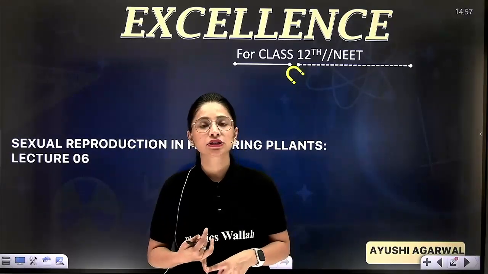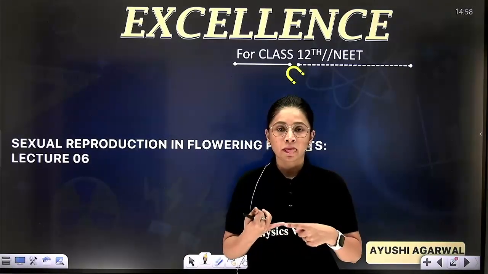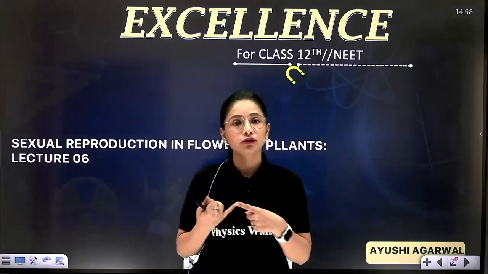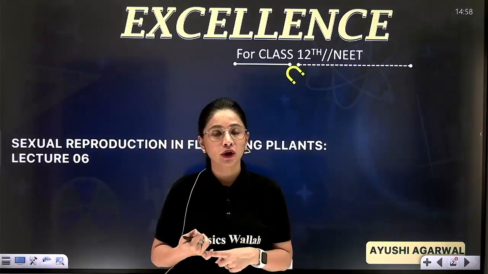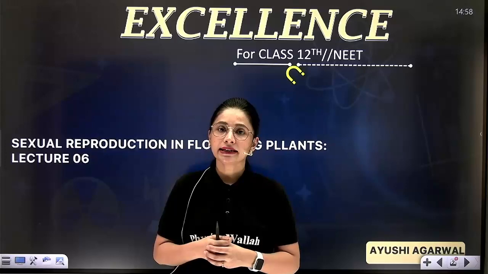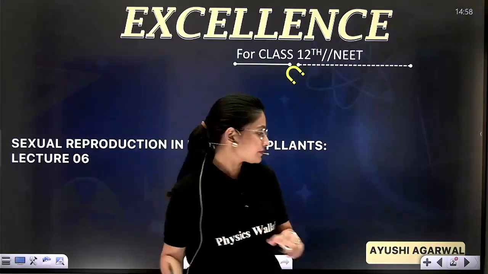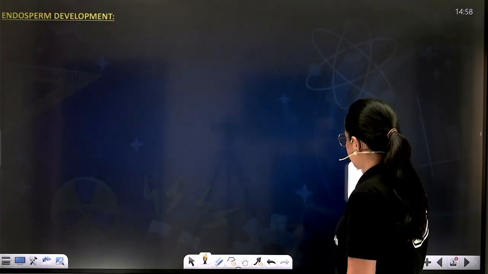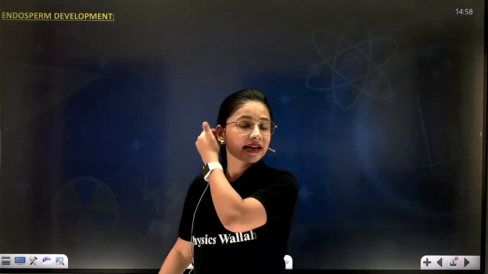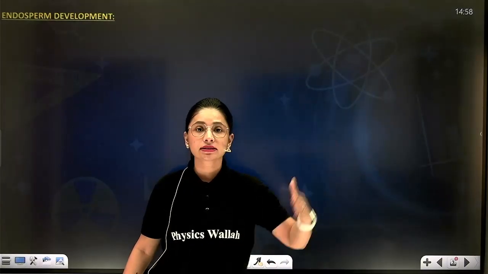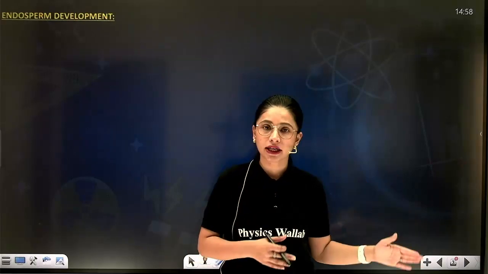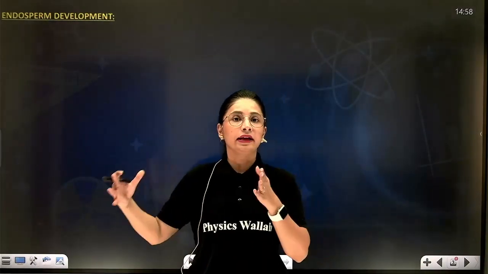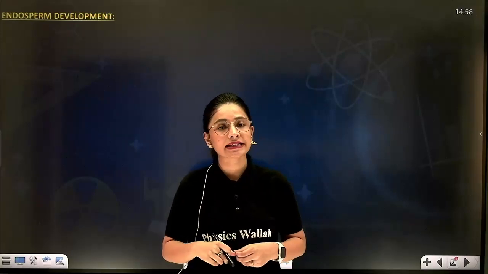The two post-fertilization changes are formation of endosperm from a single-cell triploid tissue that you formed after triple fusion, and second is formation of embryo after syngamy when zygote is developed. Correct? I hope you all have seen the previous lectures. If you have not gone through the previous lectures, then it is very important that you first go through them. There you will understand the sequence of the chapter, how first gametogenesis was done, then transfer of gamete, then fertilization, and now we are heading towards the post-fertilization events.